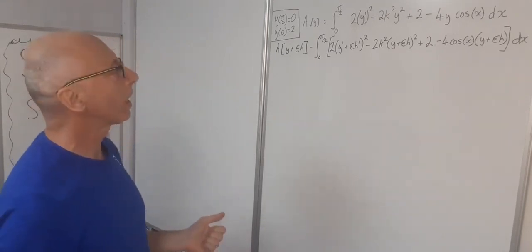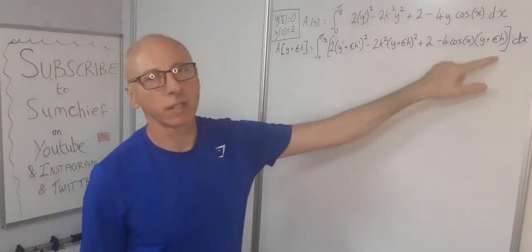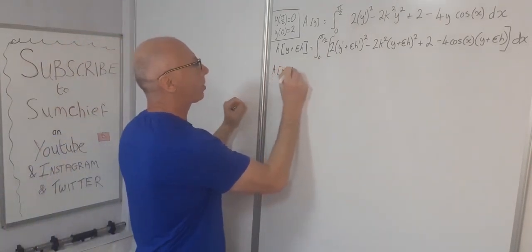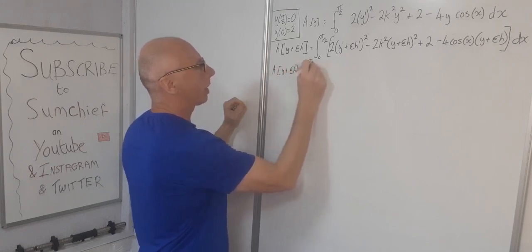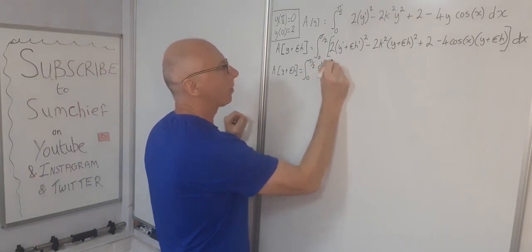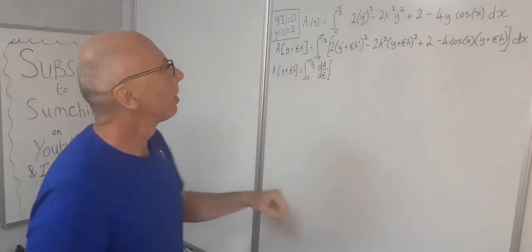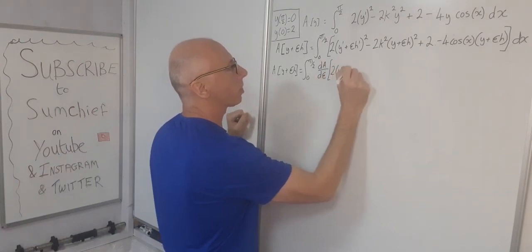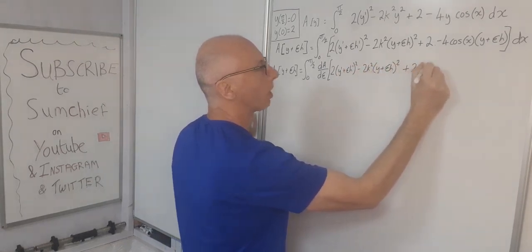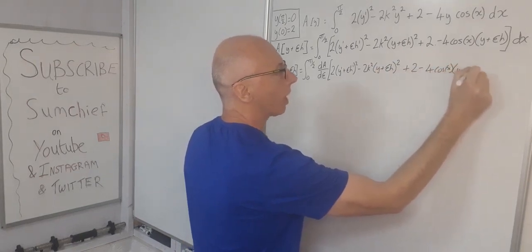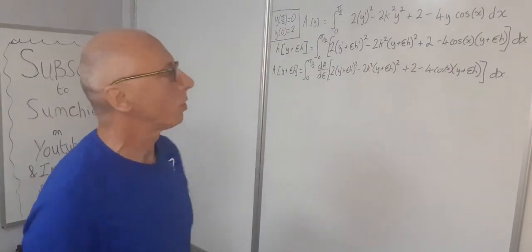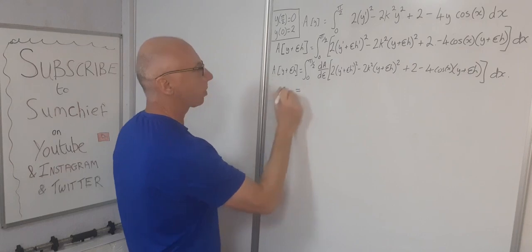Okay, next stage is we take the derivative with regards to epsilon of what's in the integrand. So we can do the derivative within the integrand. I'm going to write this up here now. A of y plus epsilon h, 0 to pi over 2. Now I'm going to take the derivative inside the integrand. So the derivative of A with regards to epsilon, and then of all of this, which I'm going to write as 2 times y prime plus epsilon h prime squared minus 2k squared times y plus epsilon h squared plus 2 minus 4 cosine of x times y plus epsilon h, all with regards to x. So I'm going to take the derivative of this to see where we are.